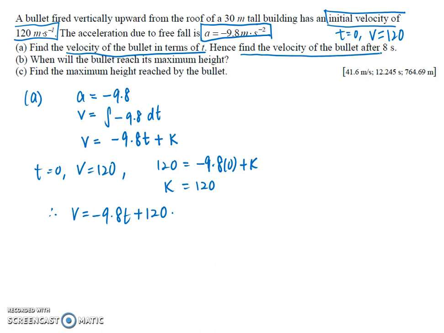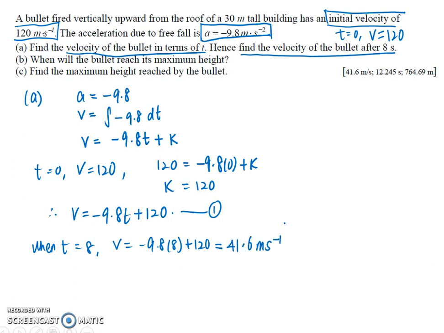Hence, find the velocity of the bullet after 8 seconds. So when time is equal to 8, we can use this equation found in part A and substitute time equals 8 and calculate velocity as 41.6 meters per second.